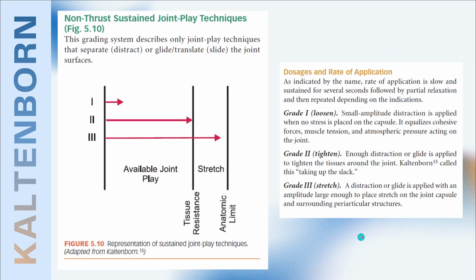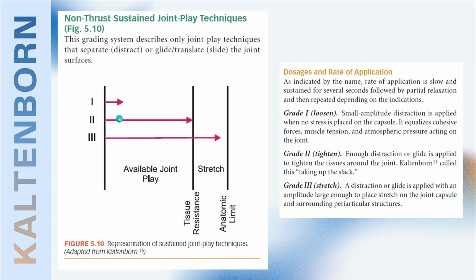So, same thing. Grade 1 is within the beginning of the range, and you just apply a distraction. So you just distract, like that, but small amplitude only. That's why it's called loosen. You're just loosening the joint. You're not really applying a lot of force. It's like when you're trying to loosen a knot, just moving the knots a little bit farther apart from each other, then you can just loosen it.